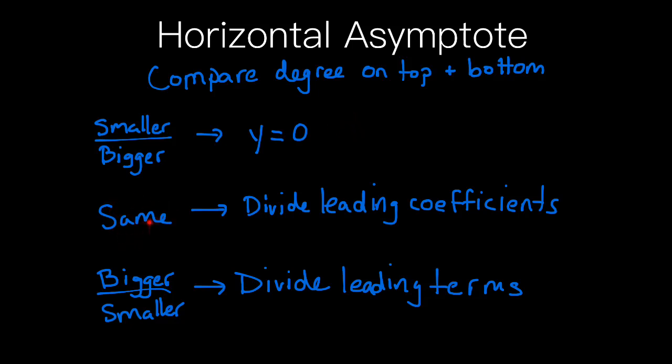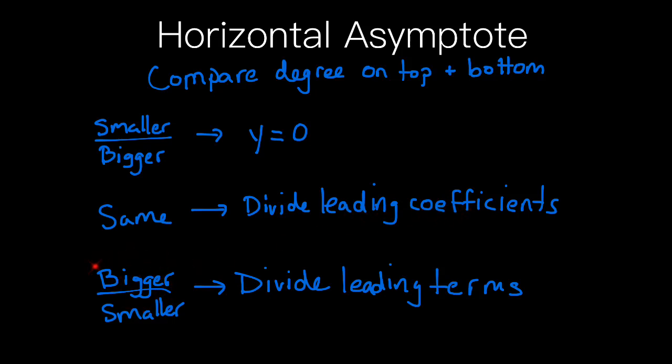If the degrees on top and bottom are the same, if it's x over x or x squared over x squared, we divide the leading coefficients. Because if they're the same, then they're the same size as we get out to infinity. So we take the coefficient, the number at the very front of each of those expressions, and divide them. And that's how we get the horizontal asymptote there.